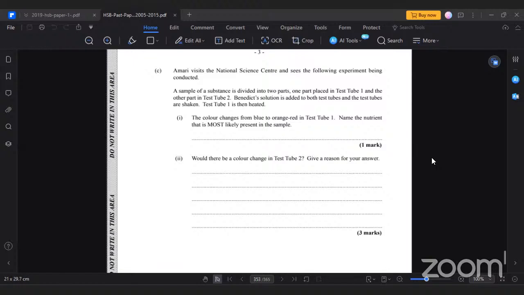Now we move on to: would there be a color change in test tube 2? You have to state this and also give your answer for why you suggested. Now, would there be a color change? No, there would not be a color change in test tube 2. And the reason for this is because heat was only added to test tube 1. So the color change would be for test tube 1 and not test tube 2.